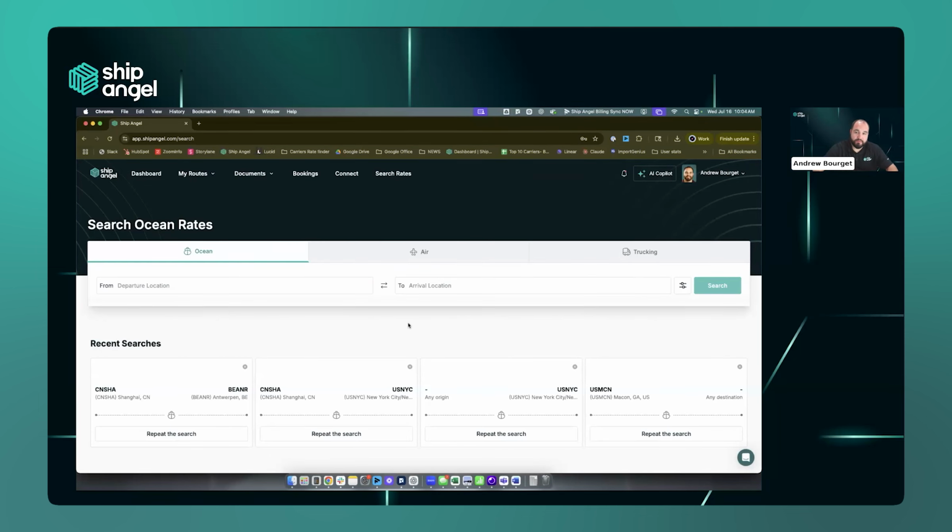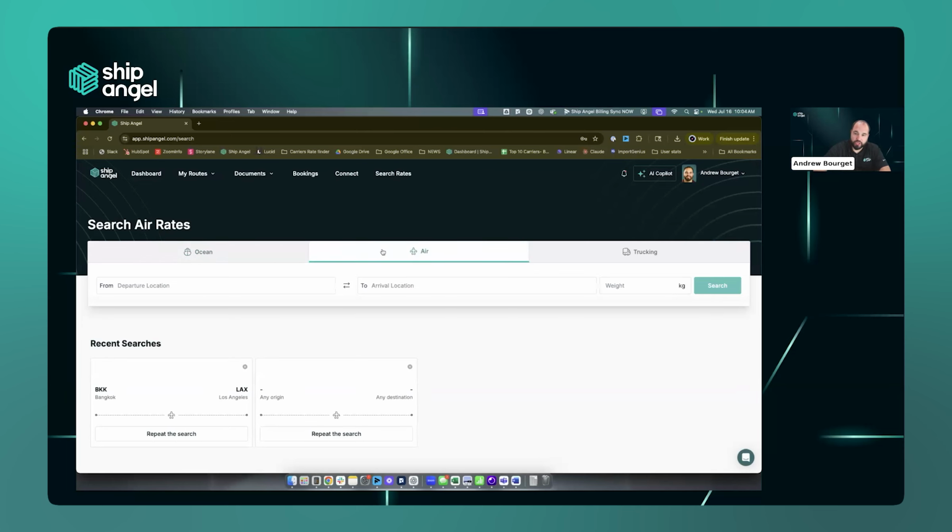The most fundamental part of the ShipAngel platform is our search function. This is where you'll probably spend most of your time, inside the search function, understanding what your rates are. And we can do this on an ocean, air, and truck basis. I'm going to start in the air.